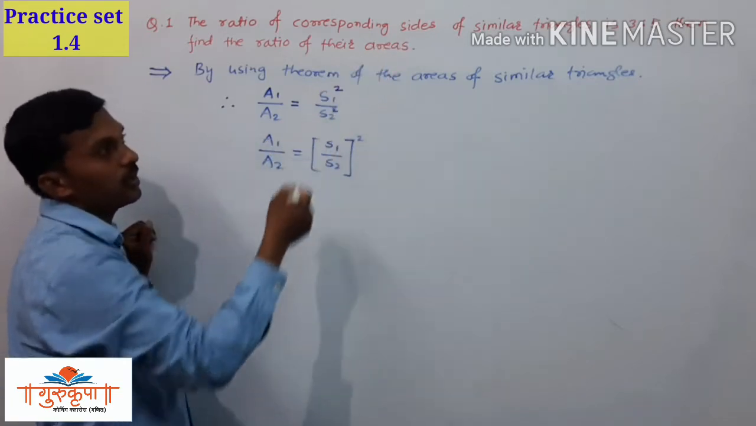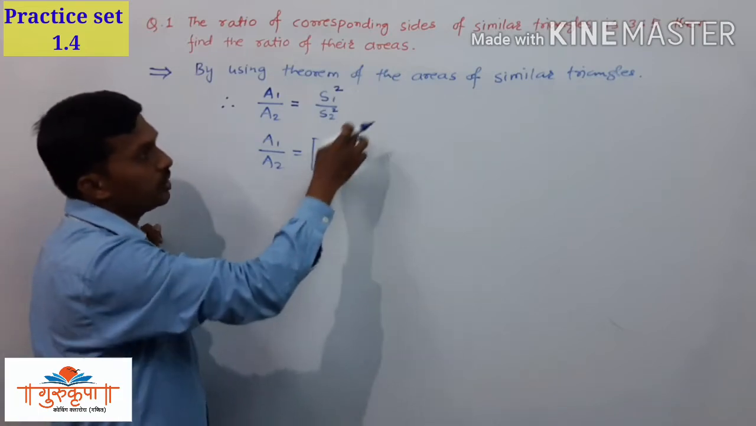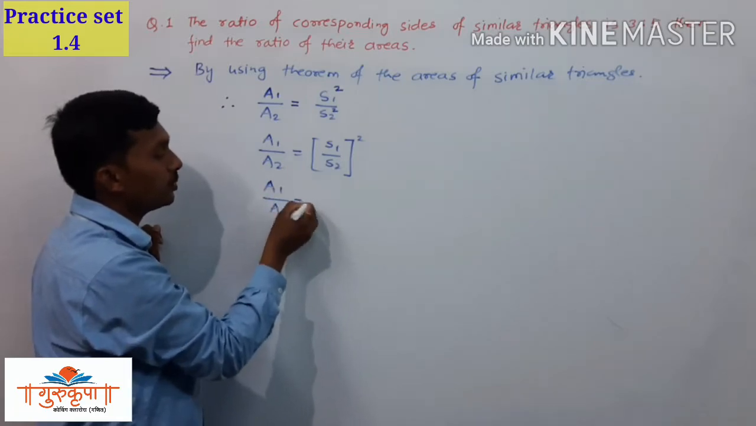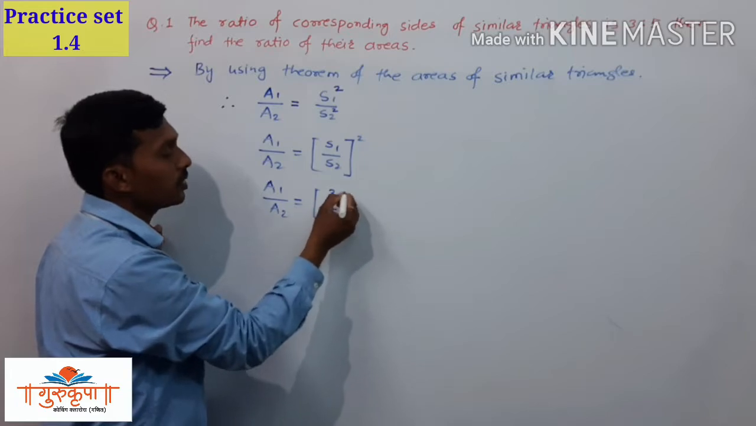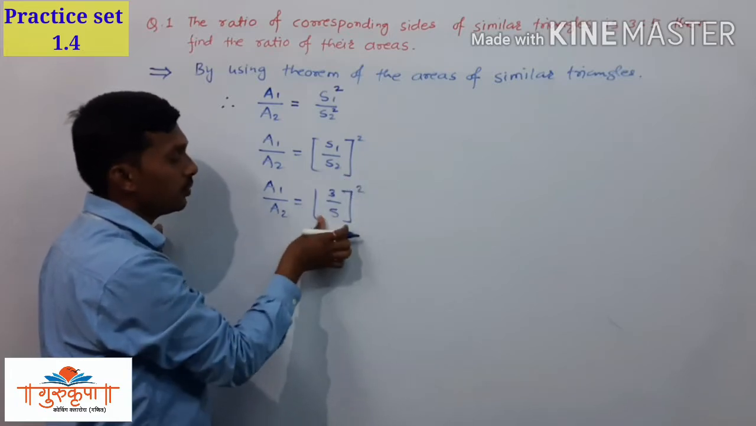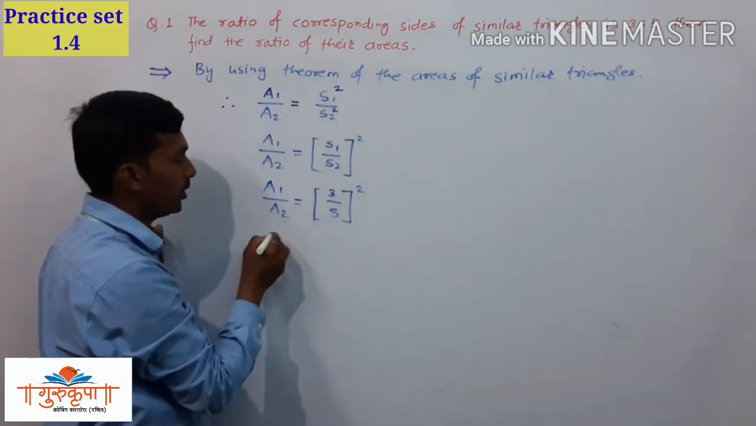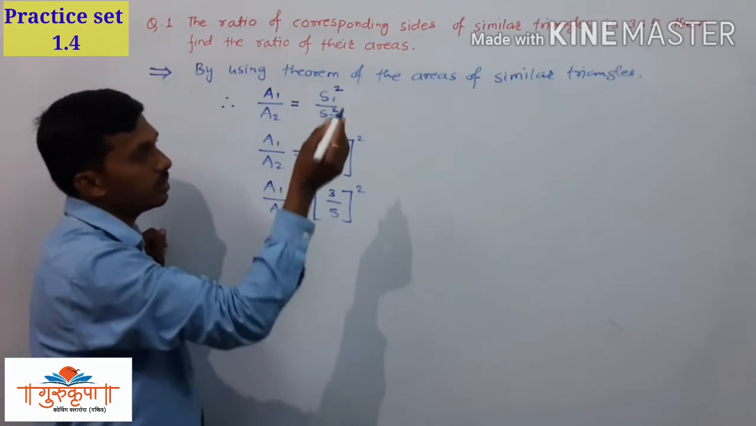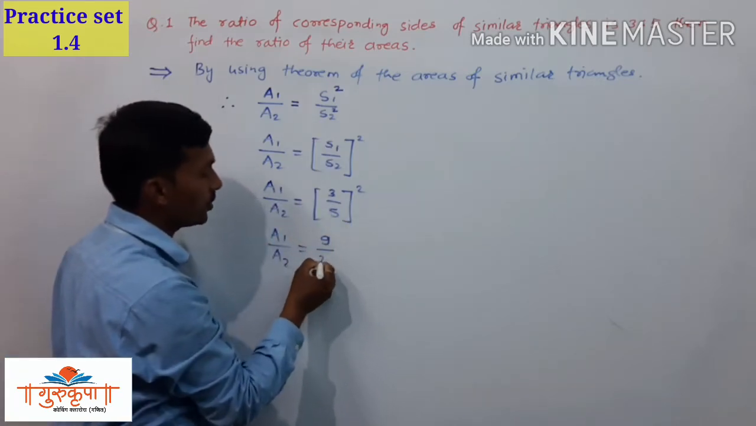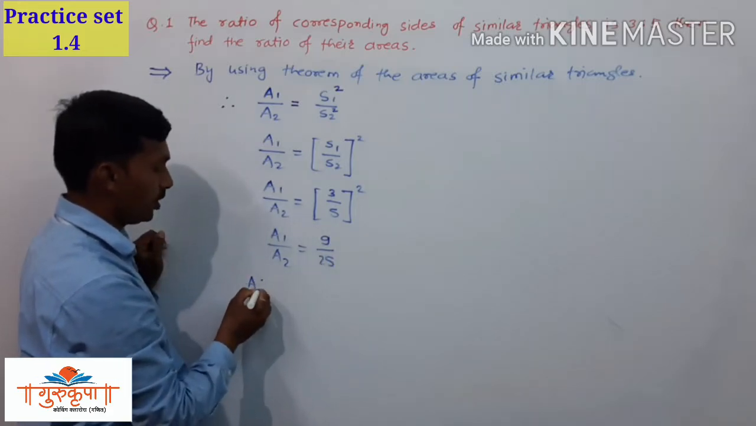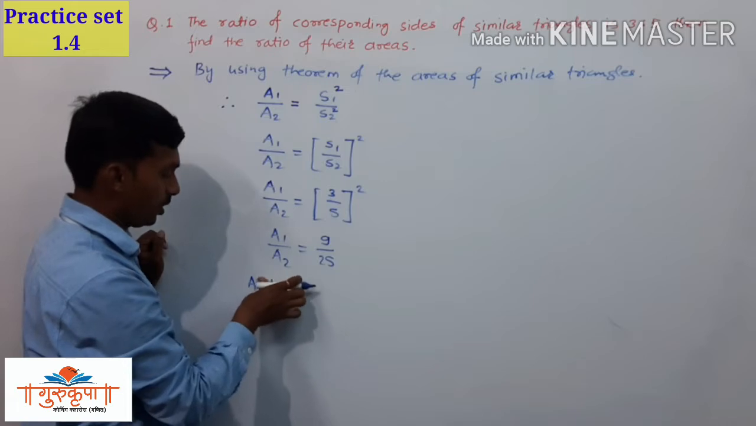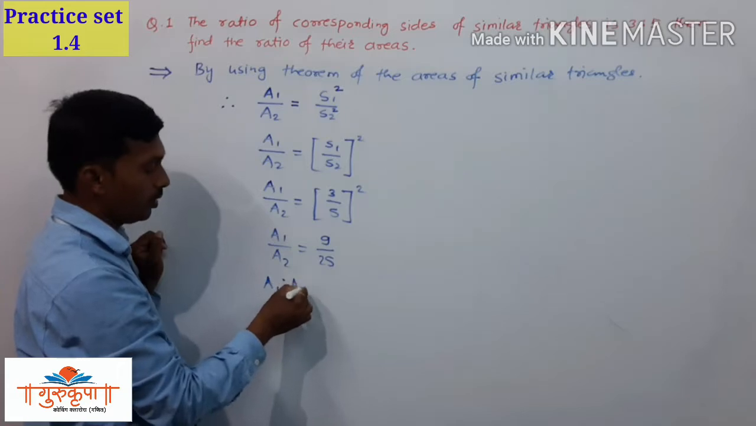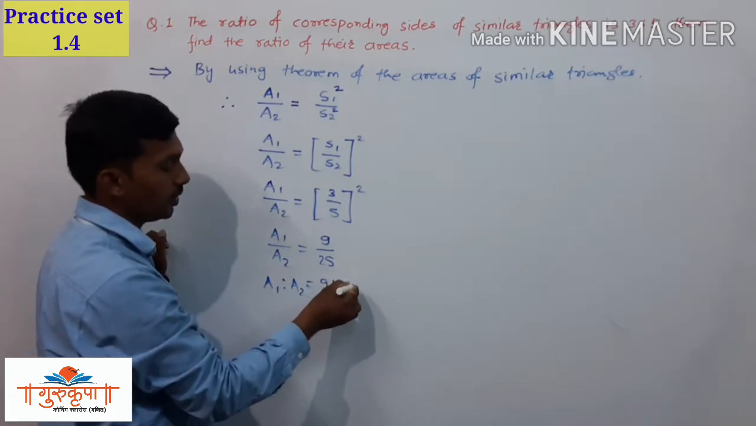Now we have to put the value of the corresponding sides. The ratio of the corresponding sides is given as 3:5. So we can put the value there. A1 upon A2 is equal to (3 upon 5) whole square. Now we can write A1 upon A2, that is the ratio of the areas of two similar triangles, is equal to 3 square is 9 and 5 square is 25. So A1 is to A2 is equal to 9 is to 25.